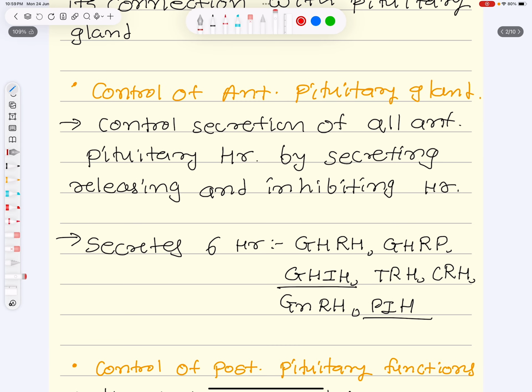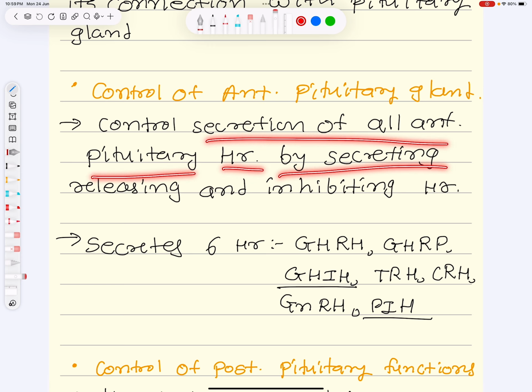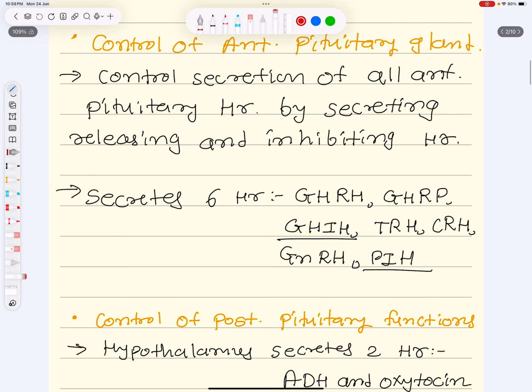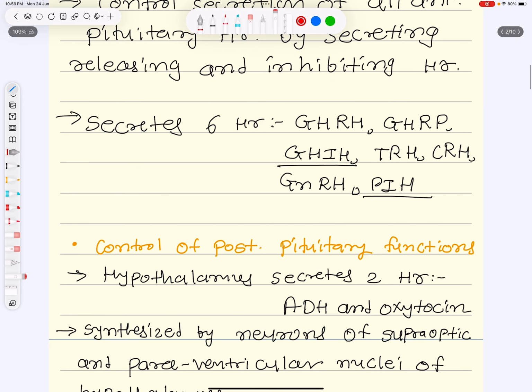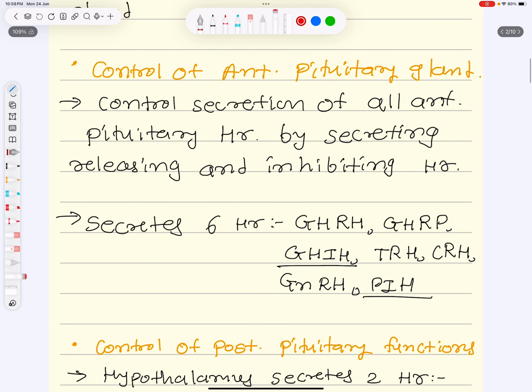So what is the anterior pituitary gland? The hypothalamus controls secretion of all anterior pituitary hormones by secreting releasing and inhibitory hormones. There are 7 types of hormones: GHRH, GHRP, GHIH, TRH, CRH, GnRH and PIH. So these are hormones that are releasing, inhibiting and secreting.